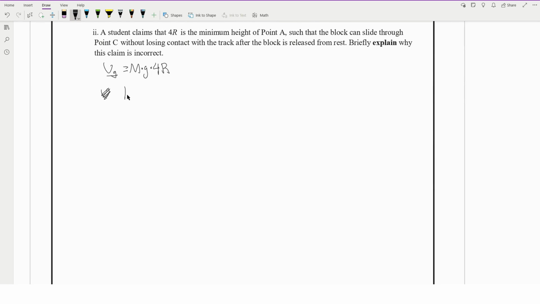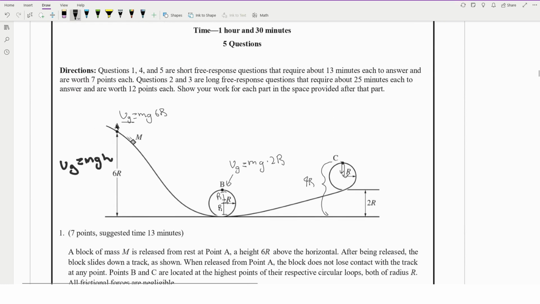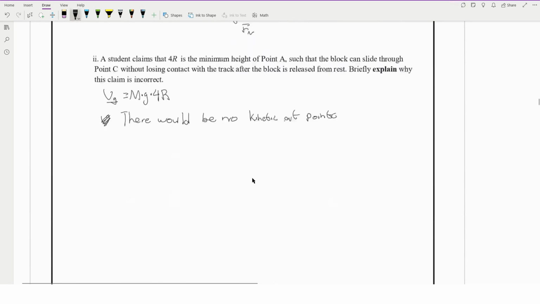There would be no kinetic energy at point C, and let me explain that. The gravitational potential energy is mg4r here. And if the gravitational potential energy is mg4r here, that means that there is no kinetic energy. It stays as gravitational potential energy, which means no velocity.